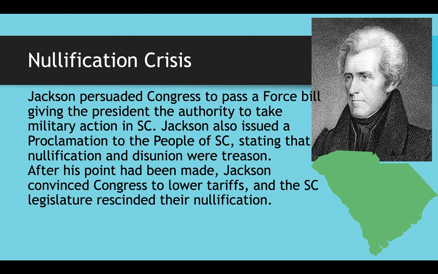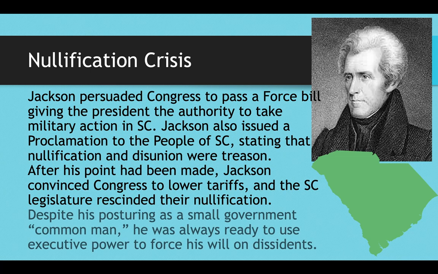So after his point had been made, Jackson convinced Congress to lower the tariffs, and the South Carolina legislature rescinded their nullification and decided to pay the lowered tariffs. So once again, despite his posturing as a small government guy, hero of the common man, he was always ready to use executive power and expand executive power and to use force in order to force his will on those who disagreed.